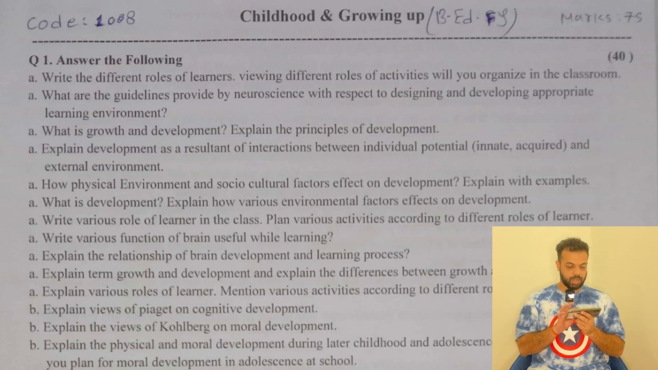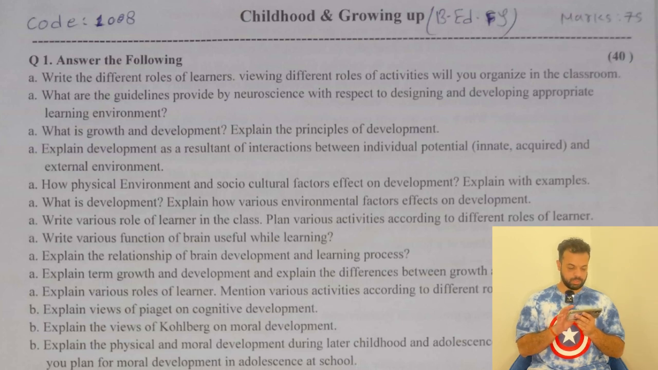Next part is: how do physical environment and socio-cultural factors affect development? Explain with examples, right? Now the next part is: what is development? Explain how various environmental factors affect development, right? Now the next is: write various roles of learners in the class. Plan various activities according to different roles of learners.